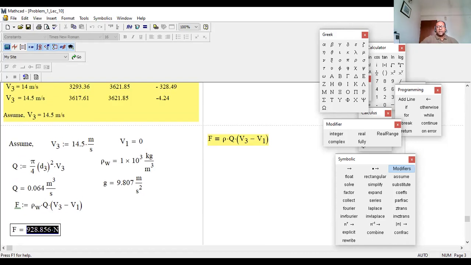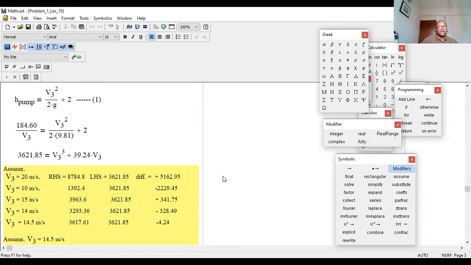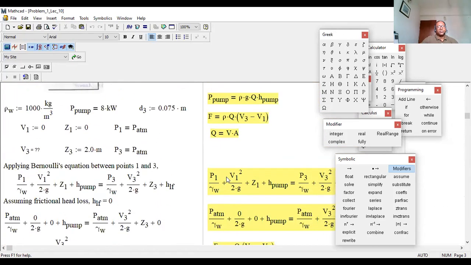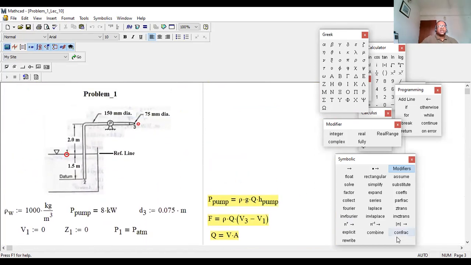Any question? Sir, one question. Yeah, sure. Sir, the pump is pulling water, so water is coming to the pump. So why are we taking the velocity as 0? Velocity 0, where we apply Bernoulli's equation. You look right over here. Inside the pipe, the velocity is not 0.